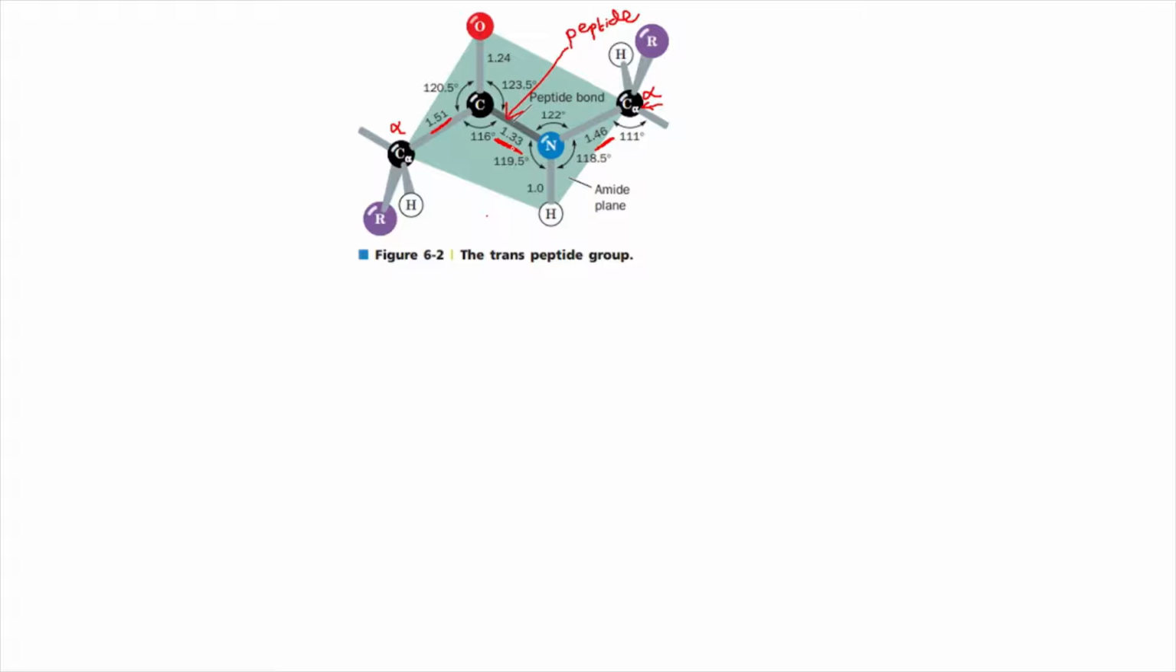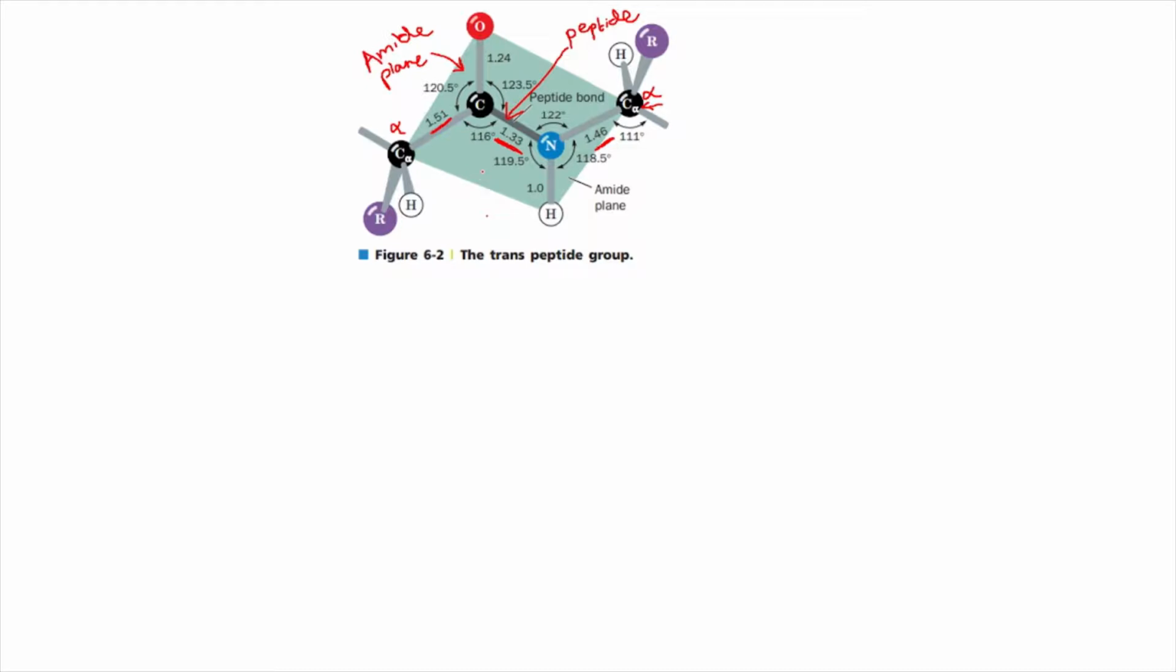Now we know that the peptide bond is actually a type of amide bond. So the blue color plane that you can see is called an amide plane. Why amide plane? Because this is the plane on which the peptide bond rests. This light blue color plane is the amide plane.